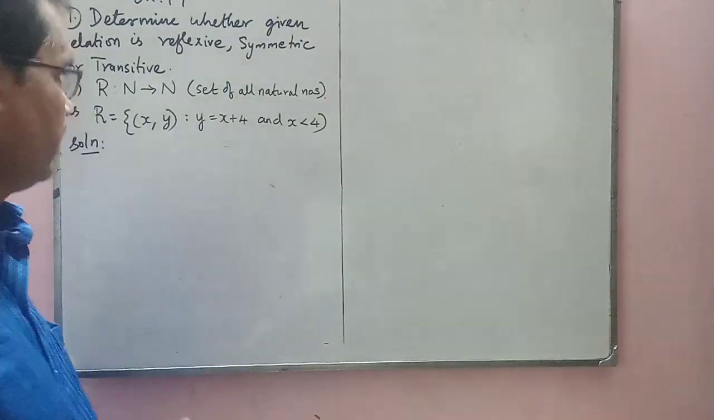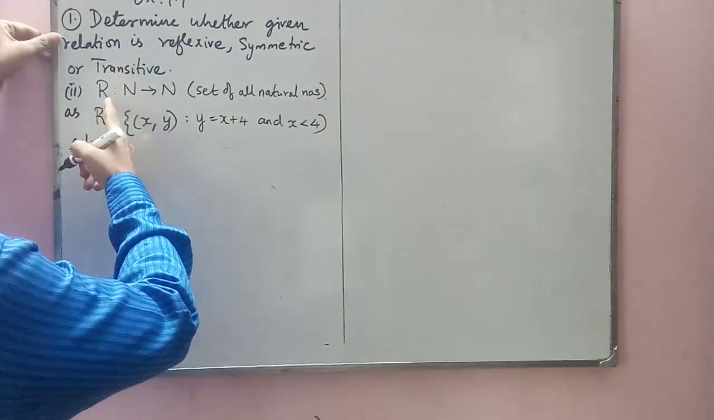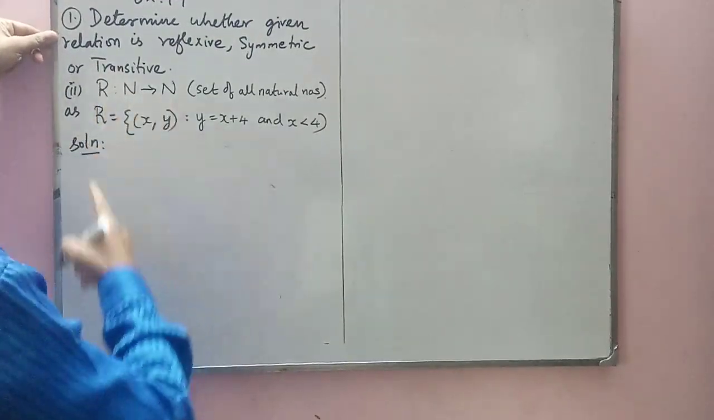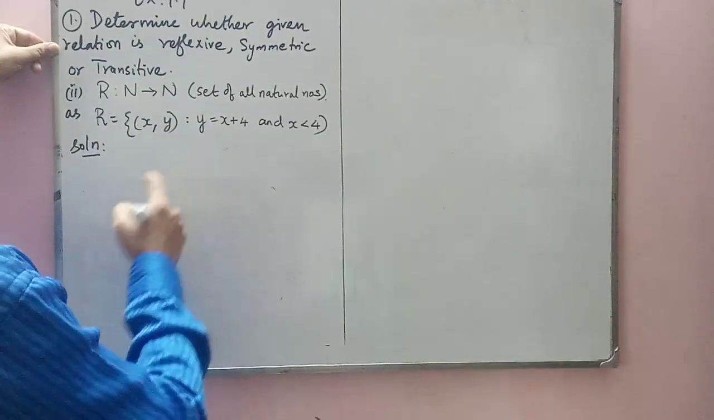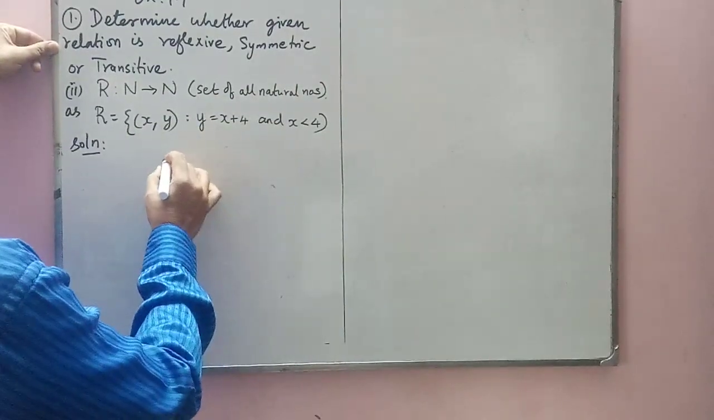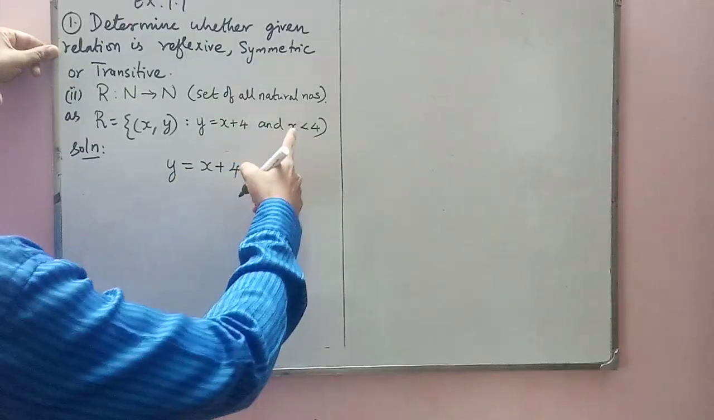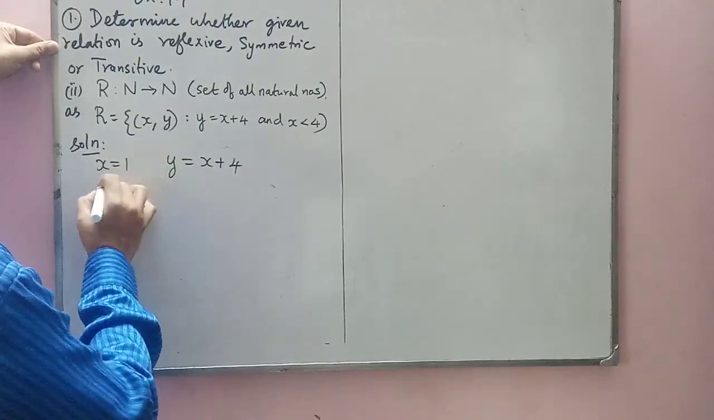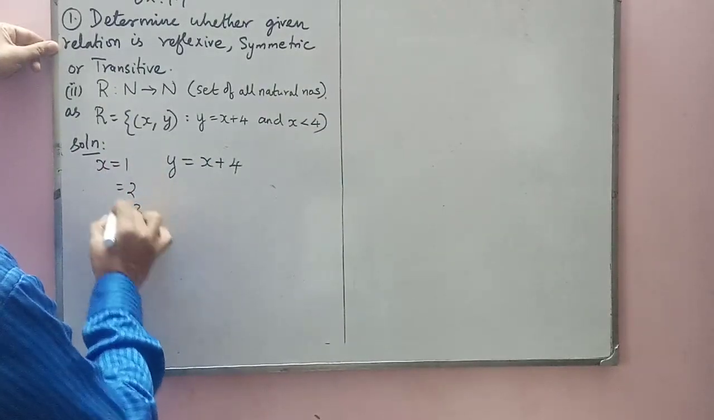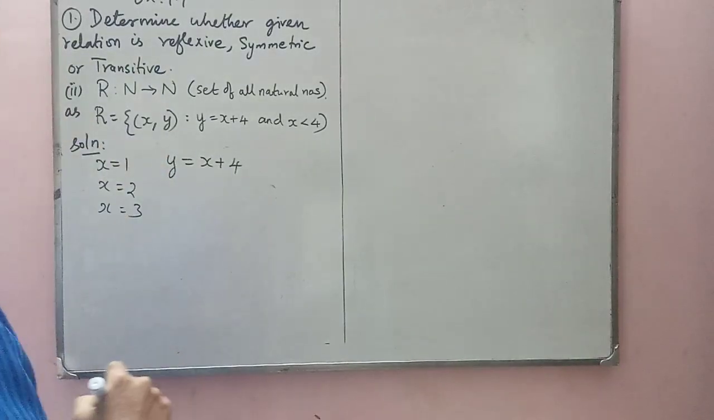Now children, the second part of the first question. The relation is defined from N to N, the set of natural numbers. We know natural numbers start from 1. See the formula: the relation is given as (x, y) where y equals x plus 4, for x less than 4. Your input is less than 4, so x is equal to 1, 2 and 3. Only these 3 are the domain elements. That means you can give them as an input.